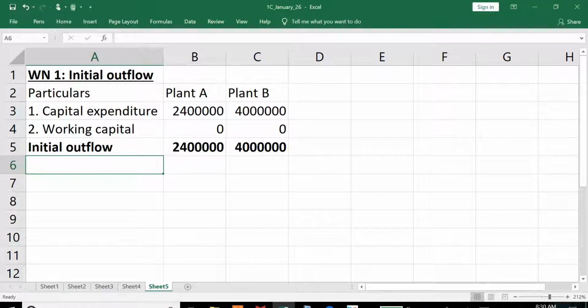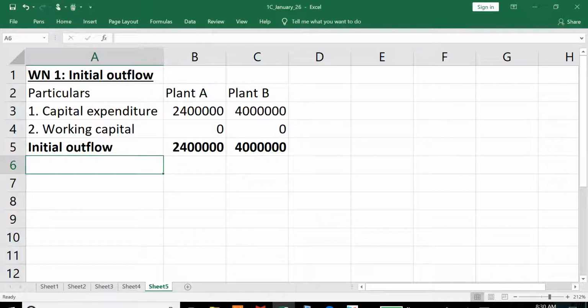Installation charges will form part of initial outflow. 24 lakhs and 40 lakhs are the initial outflows. Capital expenditure 24 lakhs, working capital 0, initial outflow is 24 and 40.